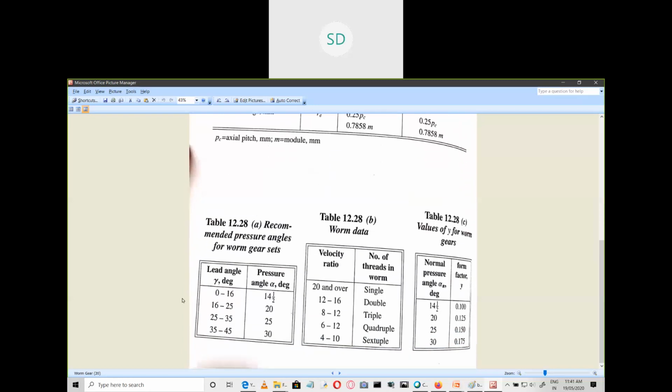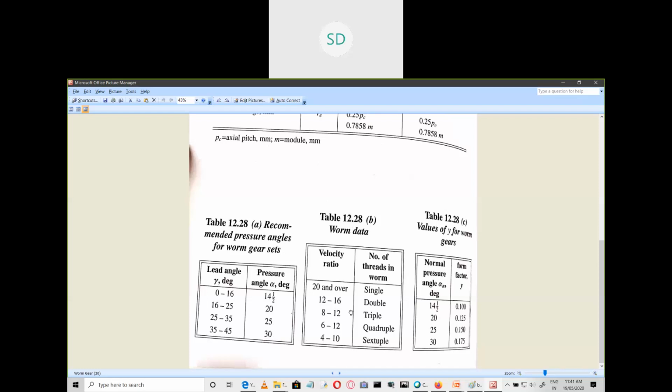Next, the recommended pressure angles for worm gears based on lead angle. If the lead angle gamma is 0 to 16 degree, then you can go for 14.5 pressure angle. If lead angle is 16 to 25, then you go for pressure angle of 20. If it's 25 to 35, then you go for pressure angle of 25 degree. At 35 to 45, then you go for 30 degree.